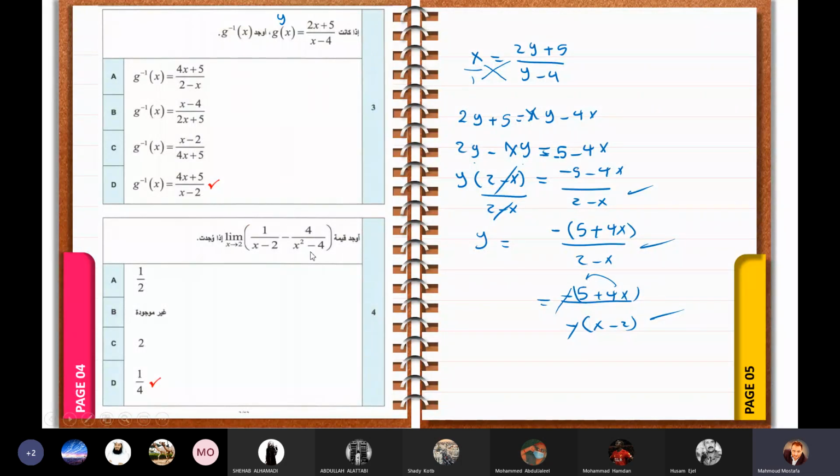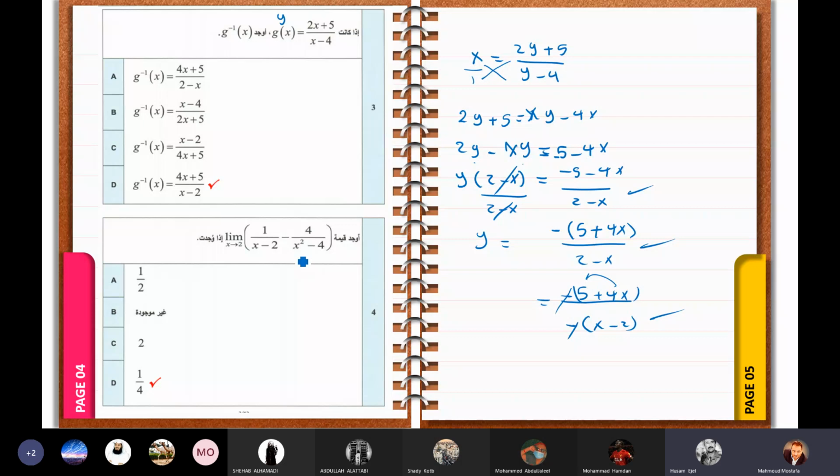Find the value of the limit when x approaches 2 of 1 over x minus 2 minus 4 over x squared minus 4. If you substitute directly, you will get infinity minus infinity, 1 over 0 minus 4 over 0. So here we have to subtract. How to subtract fractions?